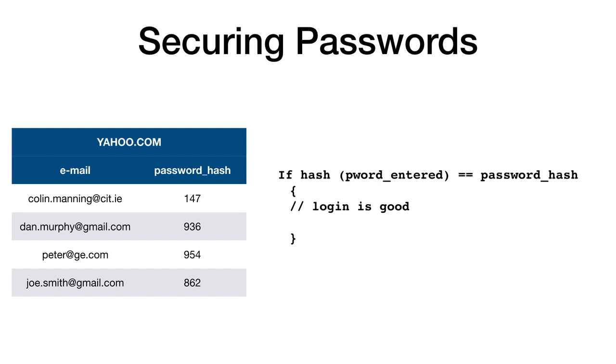Then, next time Colin, or someone claiming to be Colin, comes back and says, my username is Colin Manning at cit.ie and my password is whatever, we take whatever they've given us, hash it using the hash function that we've chosen, and see if the hash of the alleged password matches the hash of the stored password. And if they're a match, well, then we say, yay, that's correct. You are indeed who you say you are.